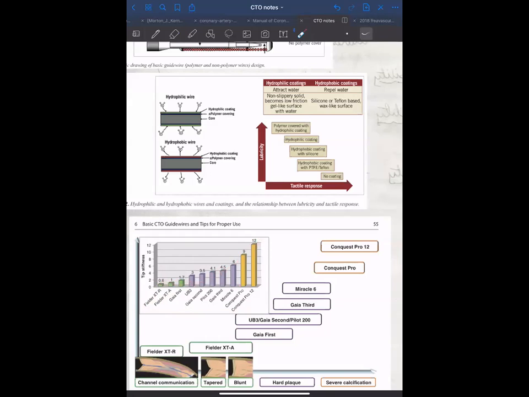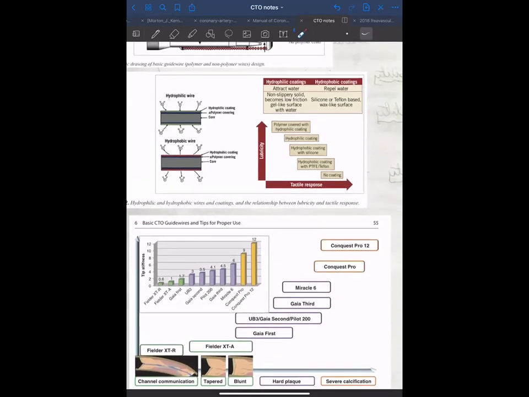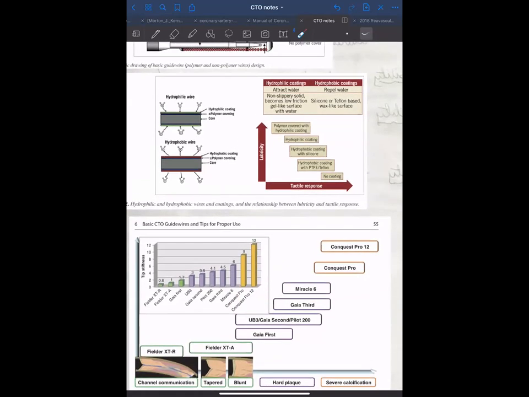But it doesn't necessarily mean that the penetrability will increase, because as we will see, a few of these wires are tapered and few of them are not. So the tapered ones are the ones with the highest penetrable power. For example, Conquest Pro 12 has a tapered tip design, which has a very high penetration power. But as one can understand, it is very poor trackability. So here we have color labeled it into green, hard plaque as purple, and severe calcification as yellow. And so is this picture.